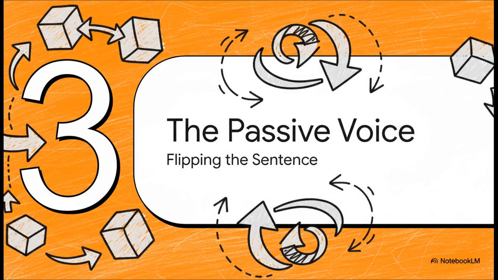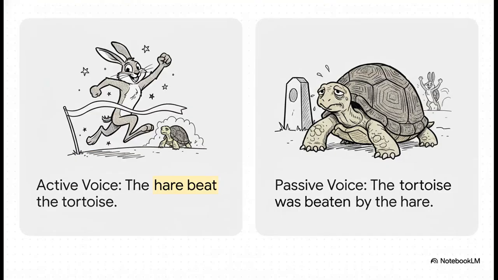Okay, but here's where things get really cool. We don't always have to follow that subject-verb-object formula. We can actually flip the whole sentence around to change what we're focusing on. And when we do that, we get what's called the passive voice. Just look at how the story changes here. On one side, the hare beat the tortoise. That's active. But on the other, the tortoise was beaten by the hare. It means the same thing, but it feels different, doesn't it? The focus suddenly shifts from the hare to the tortoise. Let's see how that works.